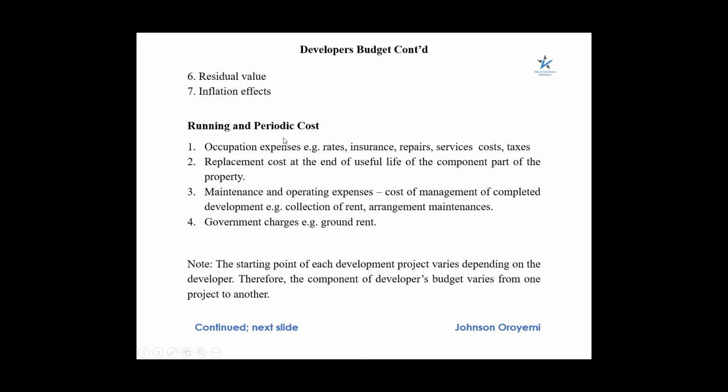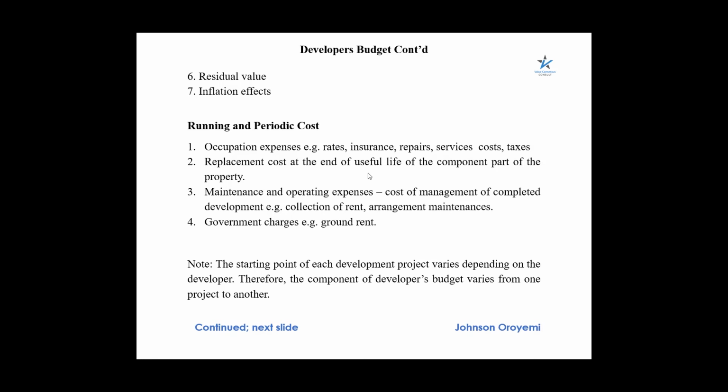And what are some of the items we have under running and periodic cost? The occupational expenses such as rates, insurance, repairs, service costs, and taxes. Then replacement costs at the end of the useful life of a component part of the property. That is, if a particular part of the building is worn out, spoiled or has an issue that is beyond repair, so we are going to look into replacement cost in that scenario.